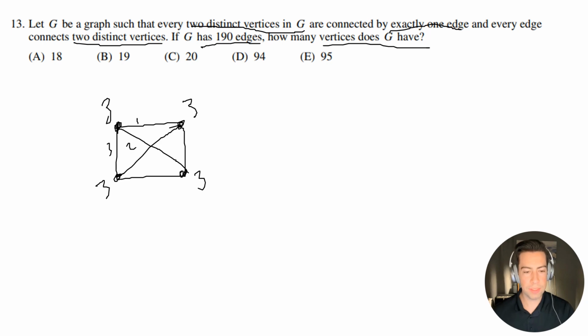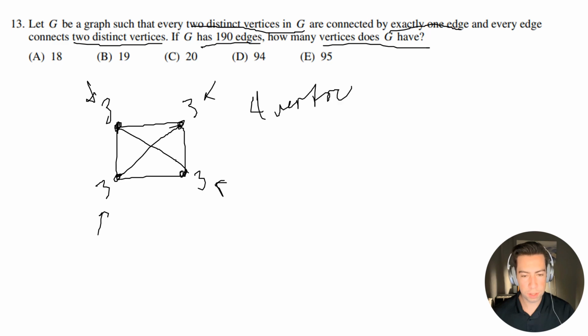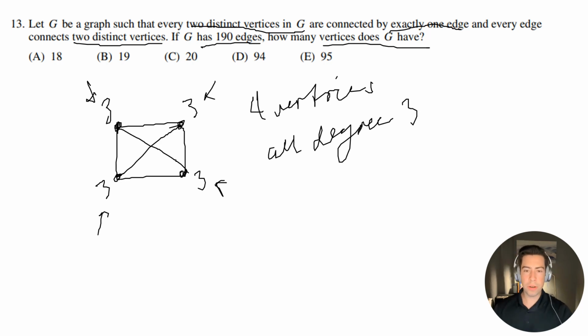Because we have this condition where every two distinct vertices in G are connected by exactly one edge, and every edge connects two distinct vertices, that means that every single vertex is going to have the exact same degree. If you look at this, you'll see that all of these have the degree of 3, and I have 4 vertices total. So I have 4 vertices and all degree 3.